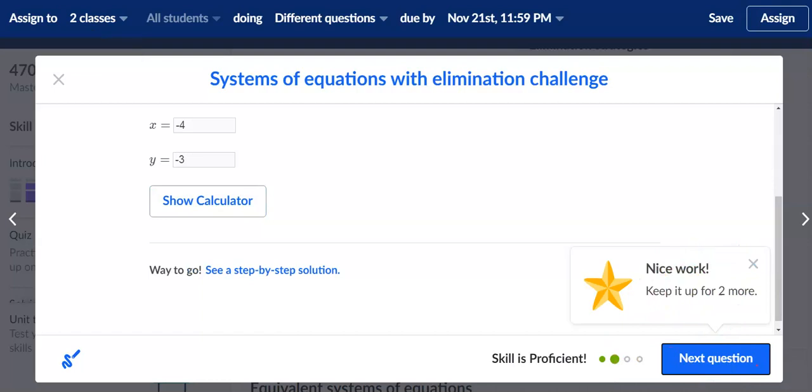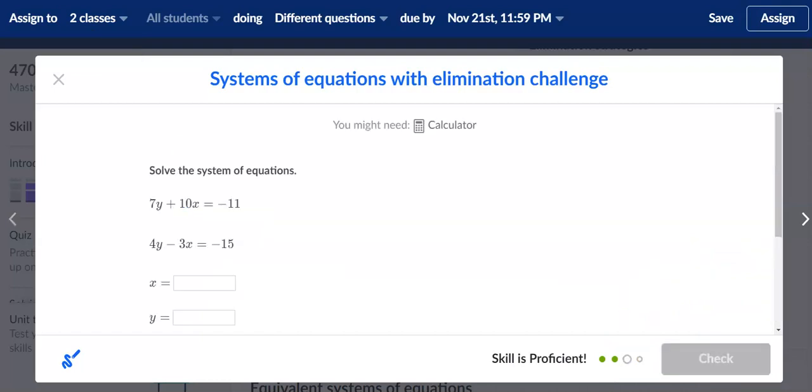There we go. Now, the hardest one of all is when you can't just multiply one row by a number to make them match up. So for instance, I'm looking at this problem here, and I can't multiply 4 by something to get 7, unless I use fractions, and I don't want to do that. I can't really multiply x by anything to get 10 without using fractions. I don't want to do that.